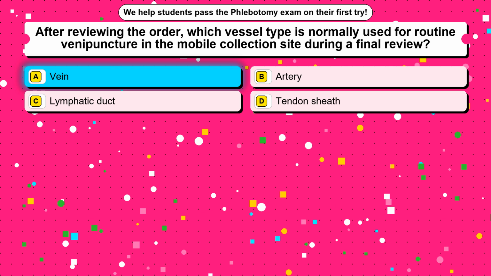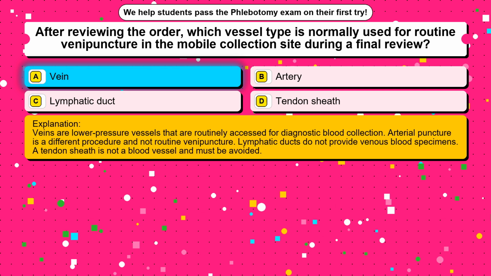Vein. Veins are lower pressure vessels that are routinely accessed for diagnostic blood collection. Arterial puncture is a different procedure and not routine venipuncture. Lymphatic ducts do not provide venous blood specimens. A tendon sheath is not a blood vessel and must be avoided.